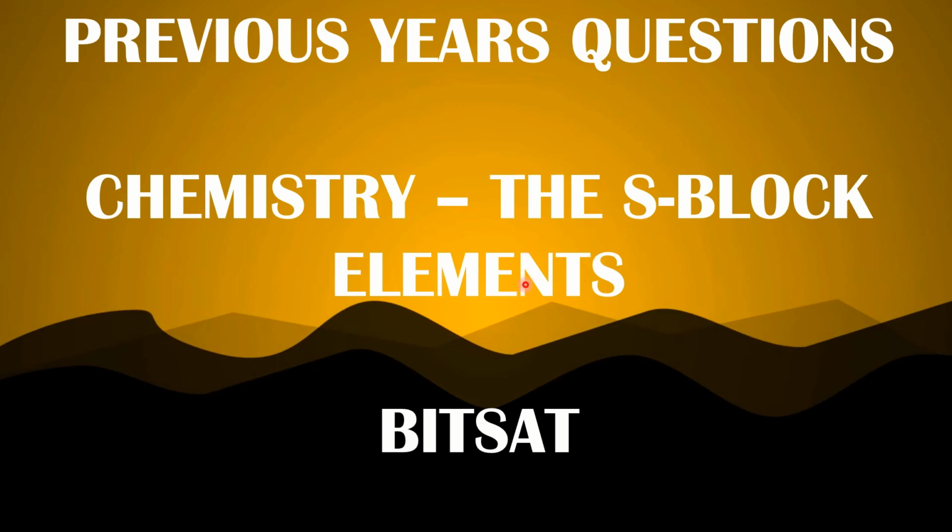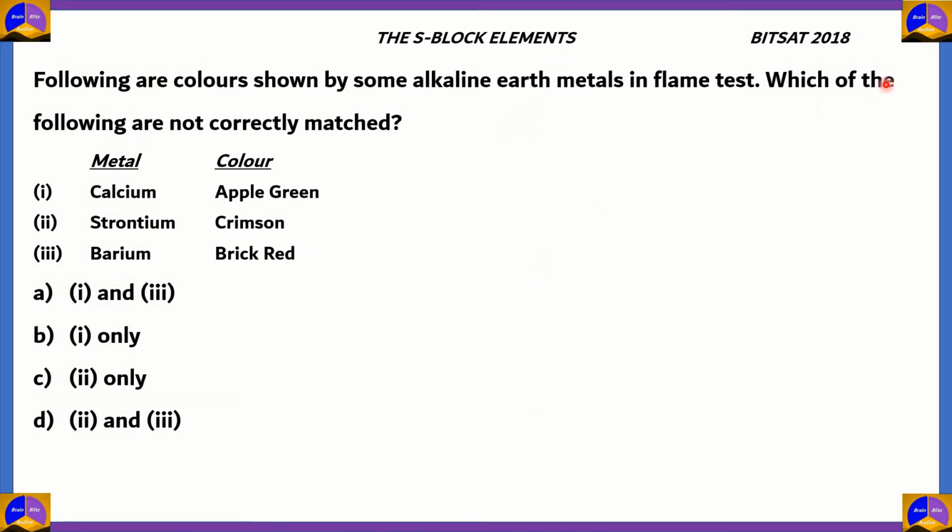So let's look at a question which was asked in BITSAT 2018. The following are the colors shown by some alkaline earth metals in a flame test. Which of the following are not correctly matched? Calcium exhibits apple green, strontium exhibits crimson, barium exhibits brick red. So which of these is not correct? 1 and 3, 1 only, 2 only, 2 and 3. So, how do we find out the correct option?